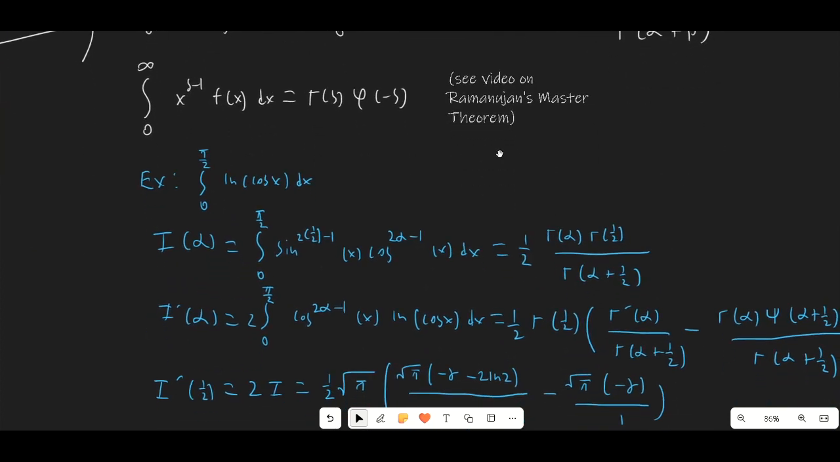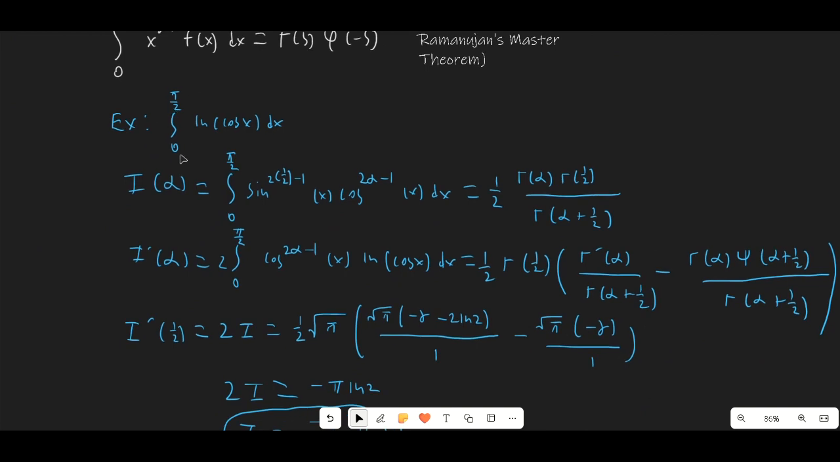So let's go ahead and look at an example. If I wanted to calculate the integral from 0 to pi over 2 of natural log of cosine of x, I could take a look at I of alpha, where I of alpha equals the integral from 0 to pi over 2 of sine of (2 times (1 half) minus 1), which is just 0, of x, and this just means sine of x raised to the 0 power, or 1, times cosine to the (2 alpha minus 1) dx.